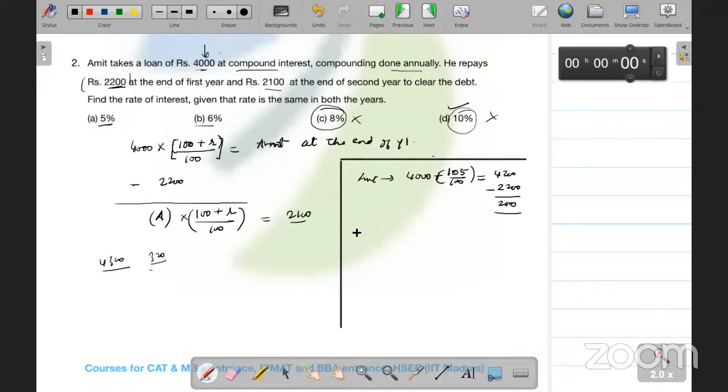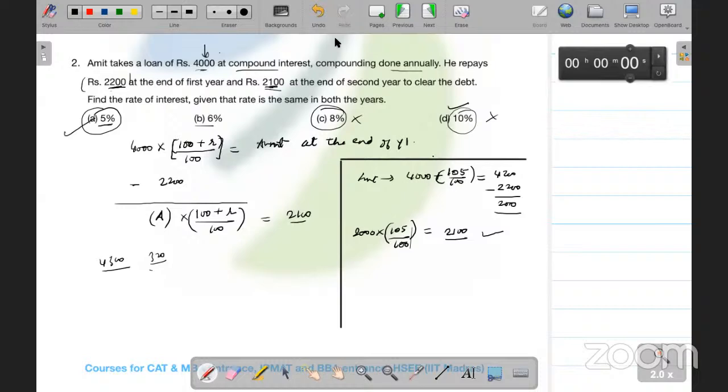Correct? On 2,000 rupees in 1 year again at the same rate of interest, how much will be the total amount accumulated? So 2000 into 105 by 100 gives you 2100. So on paying 2100, the entire amount is set off. So by assuming the rate of interest to be 5%, we saw that we are able to satisfy the condition that at the end of first year, 2,200 rupees is gone. At the end of second year, the loan is settled by paying 2,100 rupees only. So the best answer here is 5%. This is how you will approach the question in an examination.